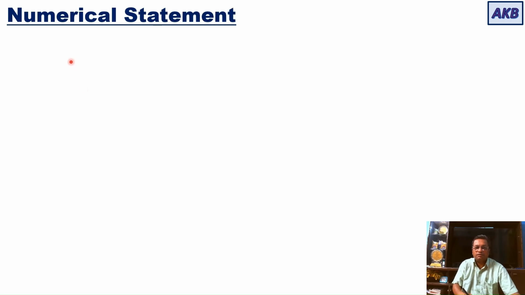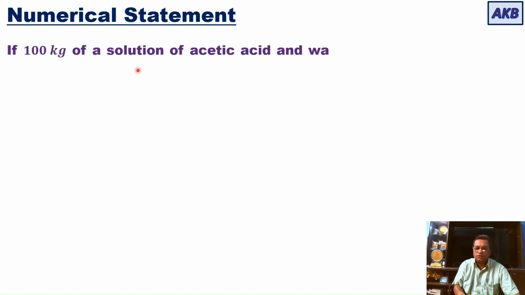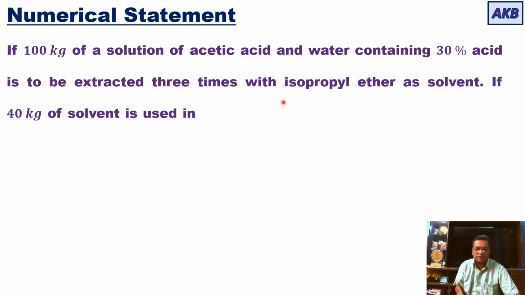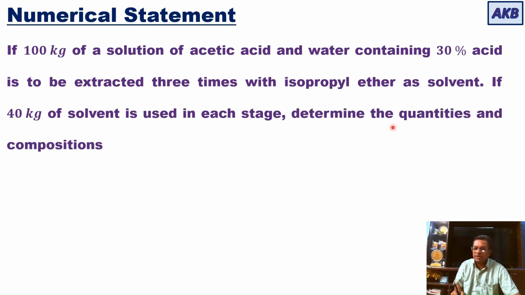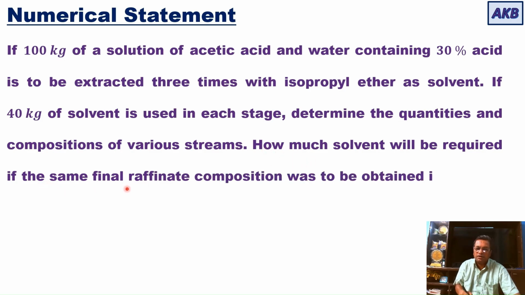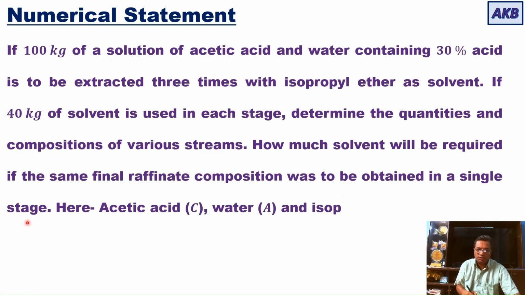To begin with, we will look at the numerical statement. If 100 kg of a solution of acetic acid and water containing 30% acid is to be extracted 3 times with isopropyl ether as solvent, if 40 kg of solvent is used in each stage, determine the quantities and compositions of various streams. How much solvent will be required if the same final raffinate composition was to be obtained in a single stage?